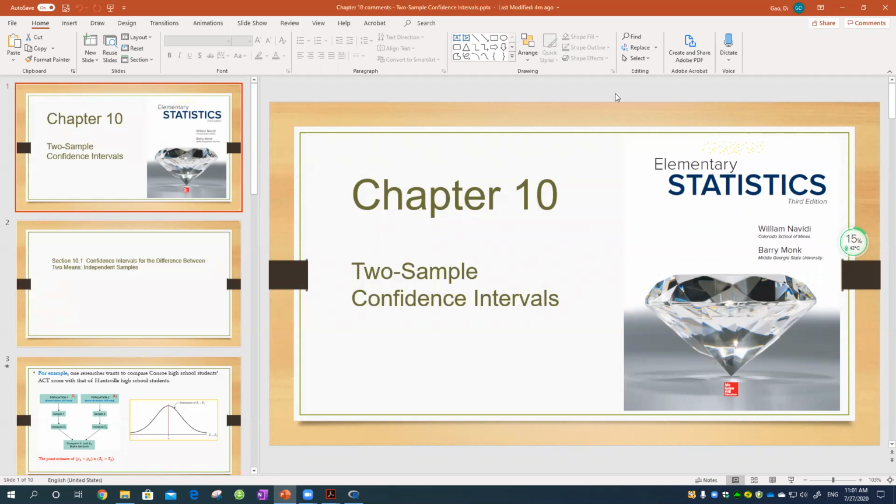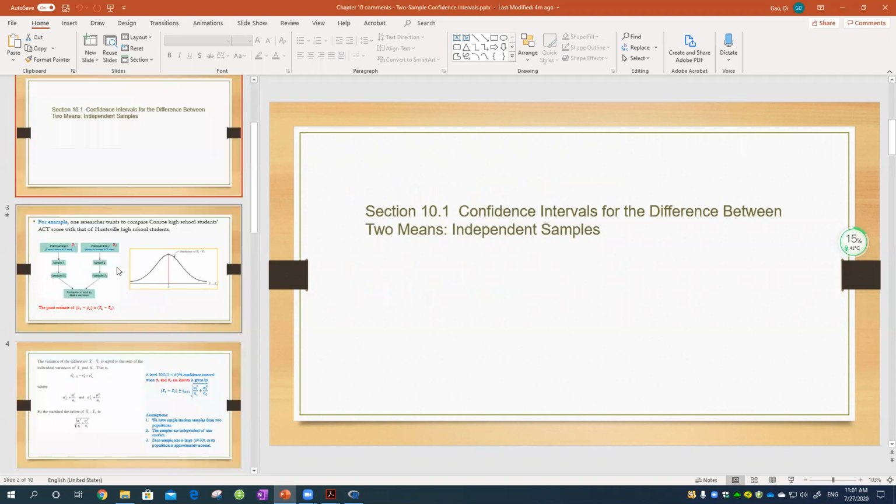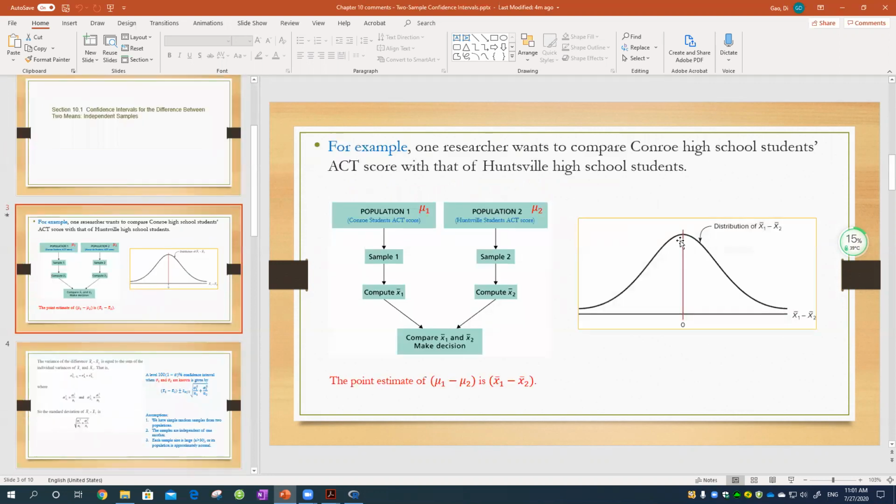So chapter 10 is about the two sample confidence intervals. So we actually just have one section for this chapter. So that is confidence interval for the difference between two means and is for independent samples. So let's look at an example.